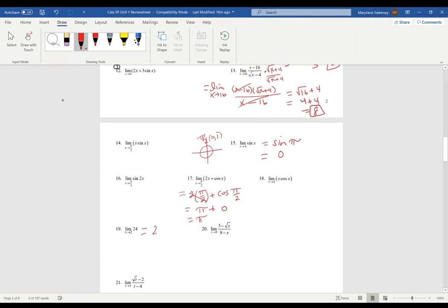19, limit of a constant is the constant. This is like saying if you had a y equals 24 line. So let's say this is y equals 24. I don't care where I approach, as I approach a value of 2 coming from the left or coming from the right, my y's are still at 24.